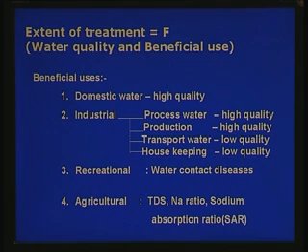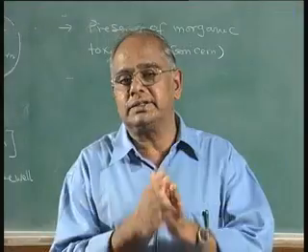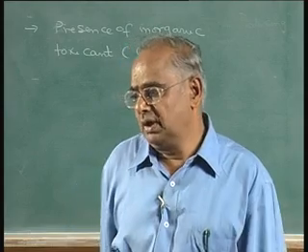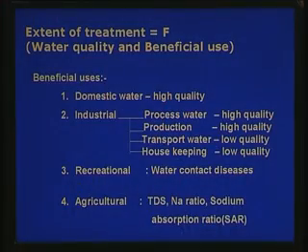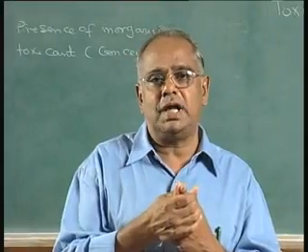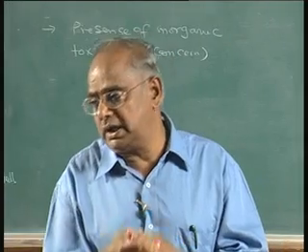A large quantity of water is used for agricultural purposes. The water quality for agriculture is of importance. For example, the water should not have high TDS, it should not have high sodium content, and should not have high SAR, sodium absorption ratio. If these parameters are higher than the required quantities, then certain problems will occur. Number one problem is the plant will not get enough calcium. Calcium does not enter into the plants.